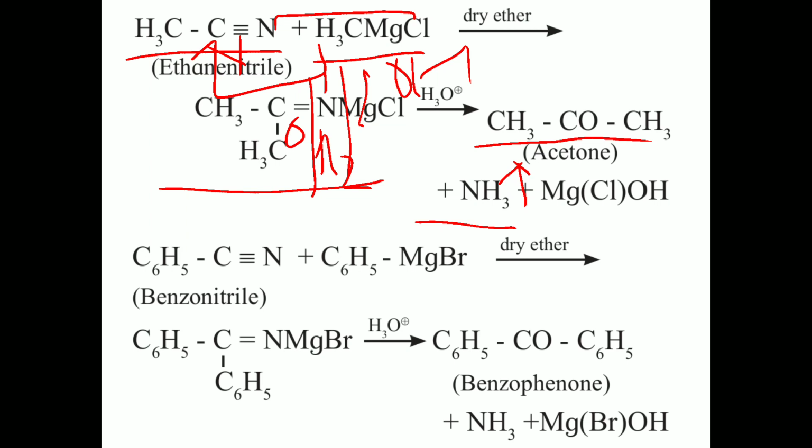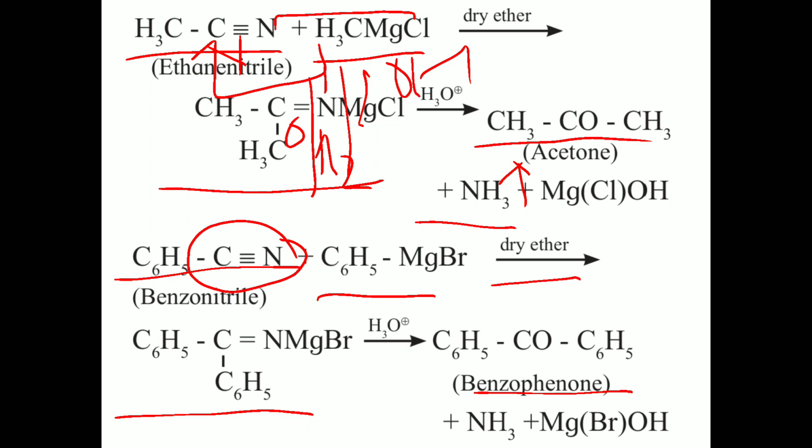Now next, the second question asked is, how will you prepare benzophenone? Benzophenone has the general formula C6H5 C double bond O C6H5, from benzonitrile, that means in the benzene ring there is attached the group C triple bond N, and the reaction has to take place with phenyl magnesium bromide in dry ether. We get the complex which is known as the imine complex.